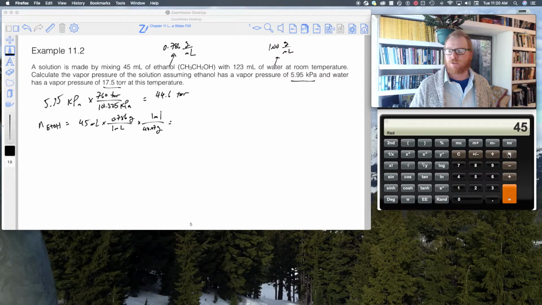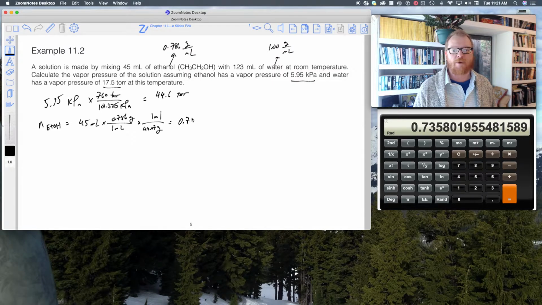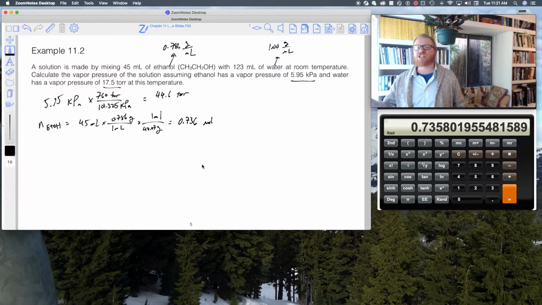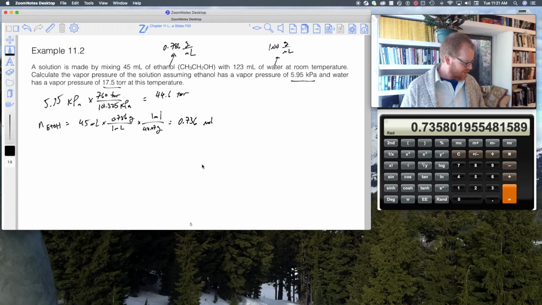So when I do that, now I've got here 45 milliliters times 0.786 divided by 46.07 equals 0.736, let's say. So 0.736 mole. I'm going to go 1 digit past my number of significant digits, and then I'll estimate my sig figs at the end.